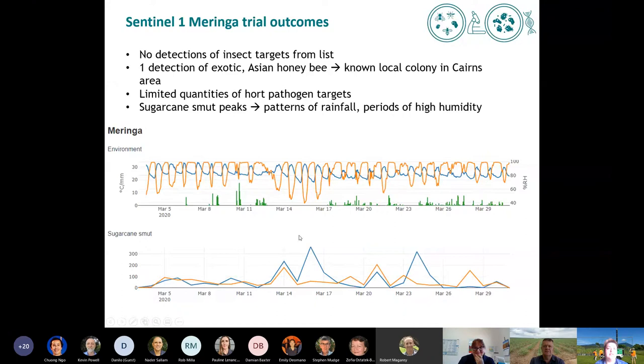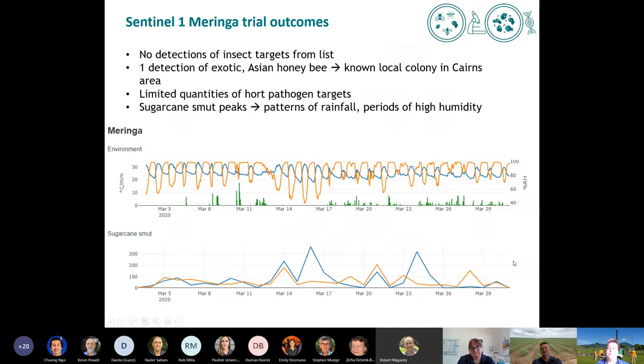Now, we just got these results in, they're hot off the press, but you can probably draw some patterns, and maybe Rob would be best tasked to comment on this, but you can see after a period of rainfall and high humidity, you're seeing peaks in detection. We do have some questions that we'd like to answer about the differences in numbers between this spore trap and this spore trap, and that's something that we can look at across these trials and make sure that our traps are performing as best as they can.